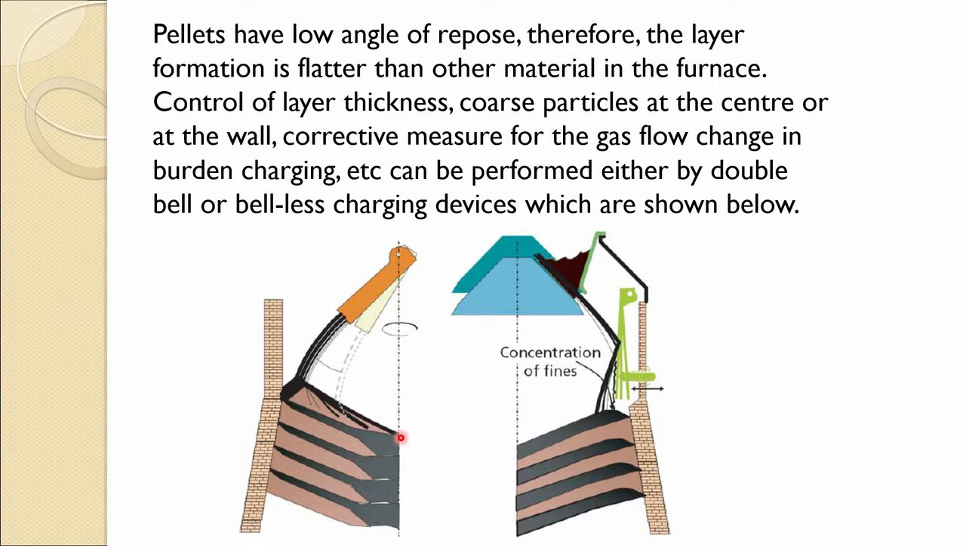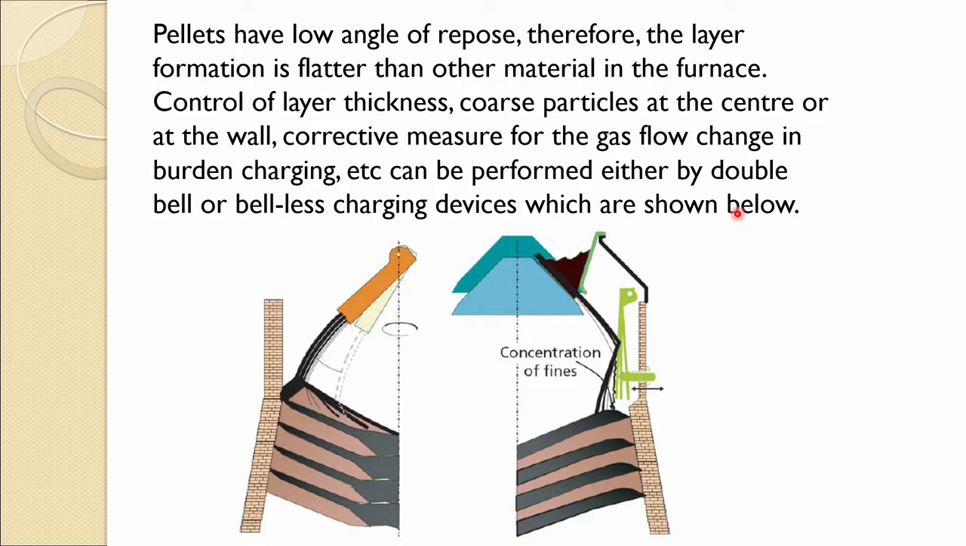So, pellets have a low angle of repose, therefore the layer formation is flatter than other materials in the furnace. Control of layer thickness, coarse particles at the center or at the wall, and corrective measures of the gas flow change in burden etc. can be performed either by double bell or bell-less charging devices, which are shown below.